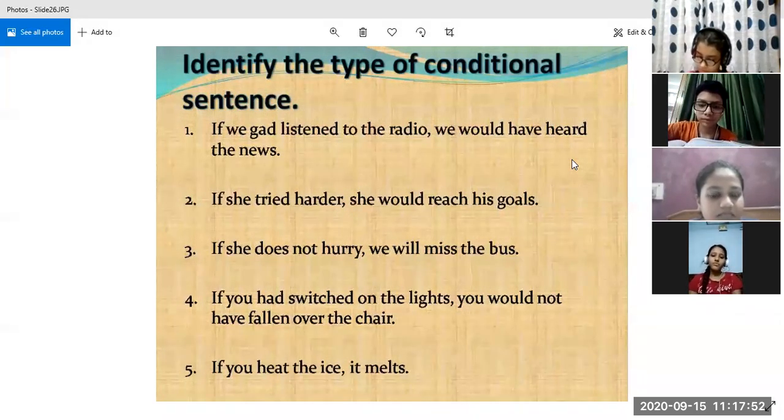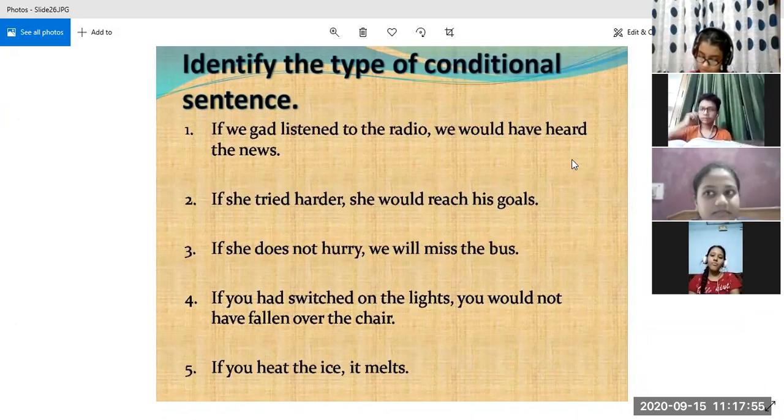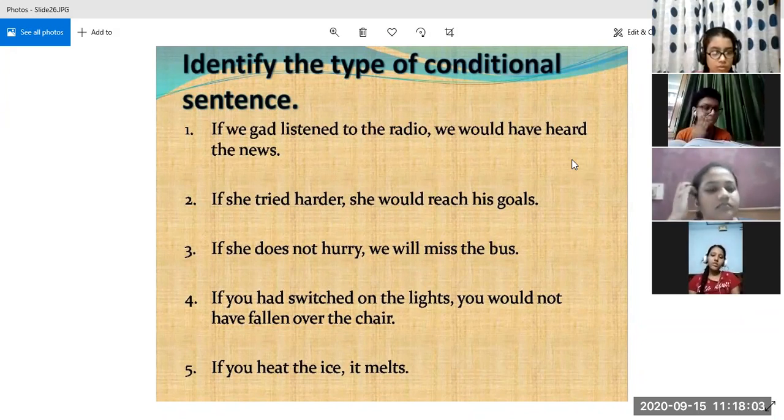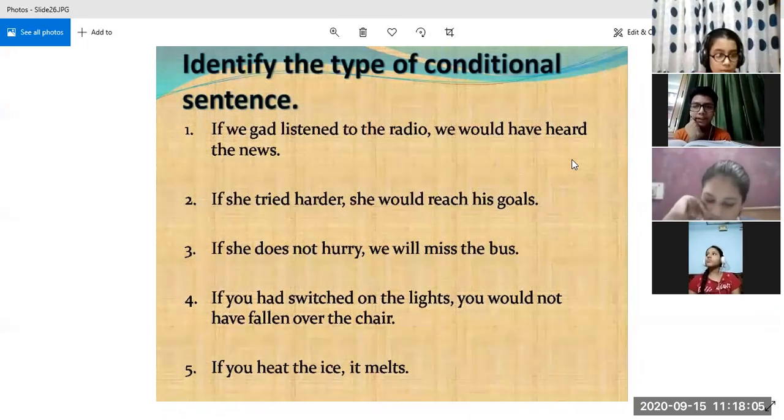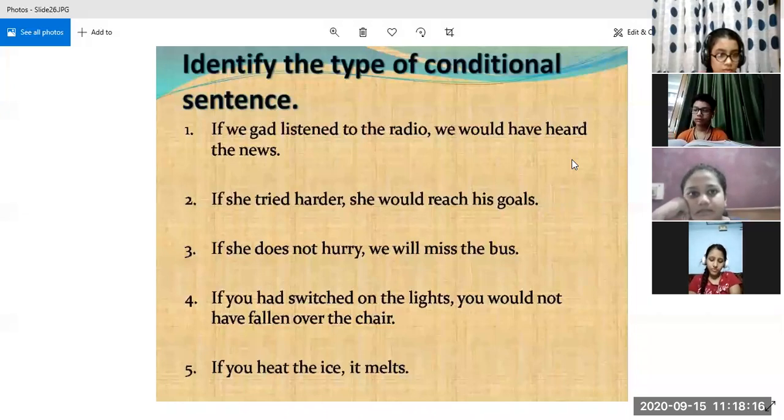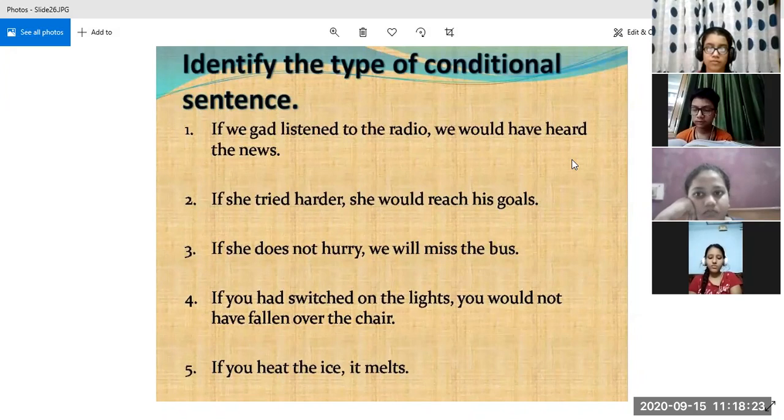Next is the fourth one. It will be answered by Arav Shukla. Yes, let me hear you. Yes, Arav. Okay, Ananya Mittal, if you can hear us. And the fourth one is third conditional sentence. Very good. It is a third conditional sentence, and Tanishka will tell me why is it the third conditional. Very good, Arav. You can mute yourself.